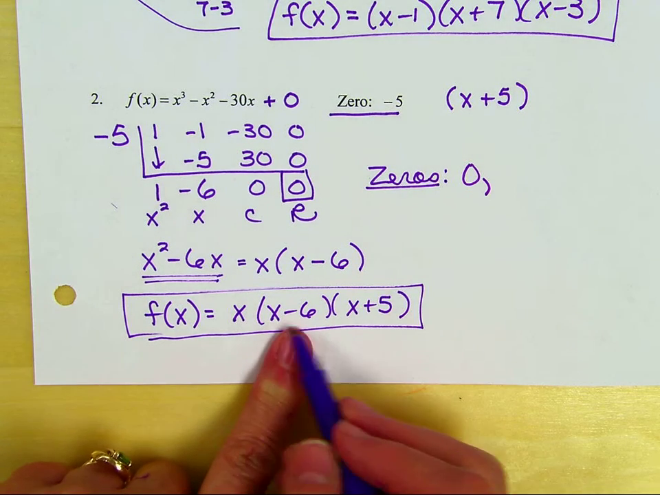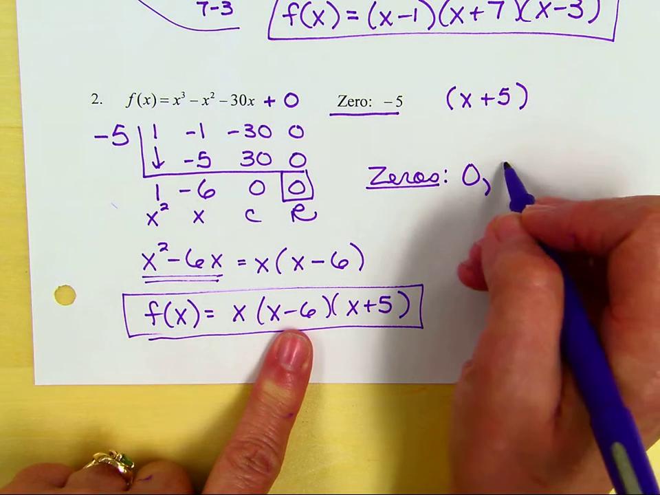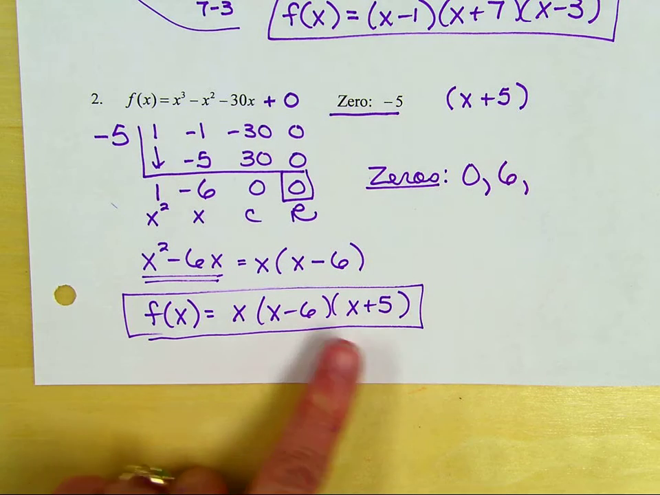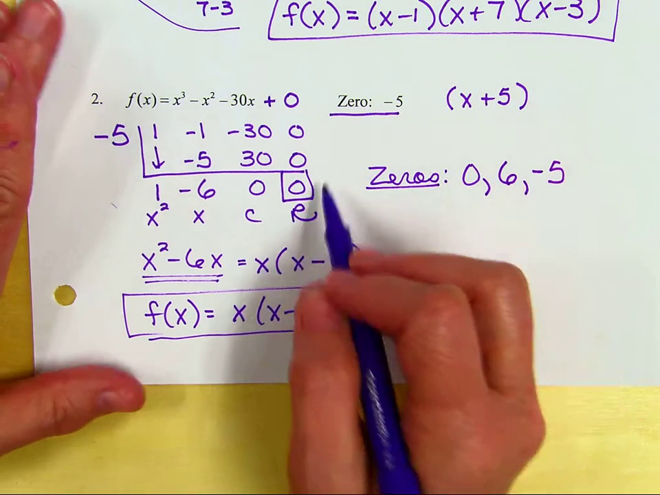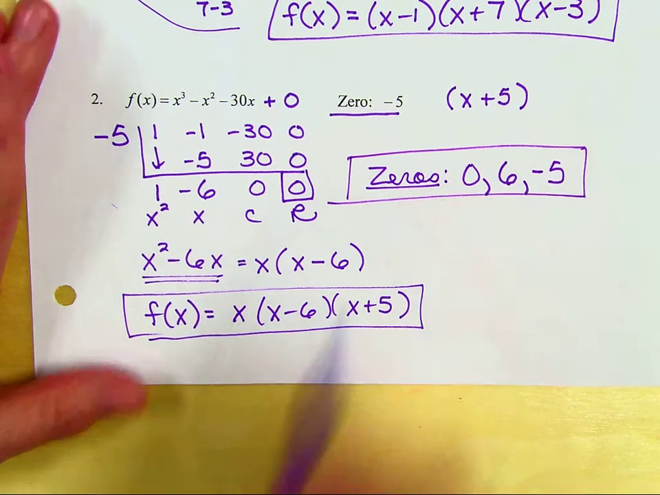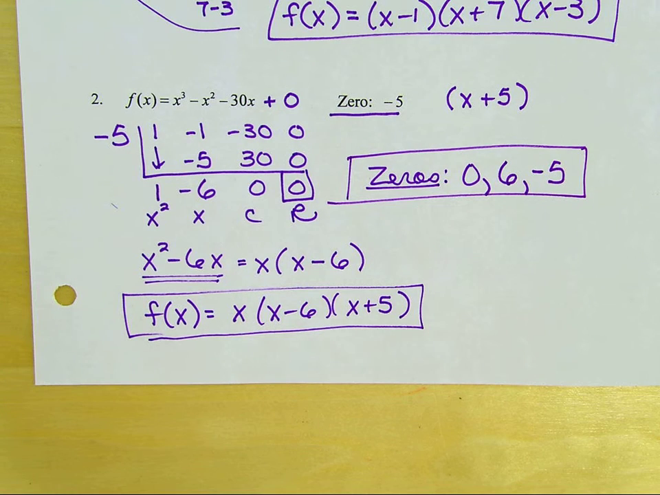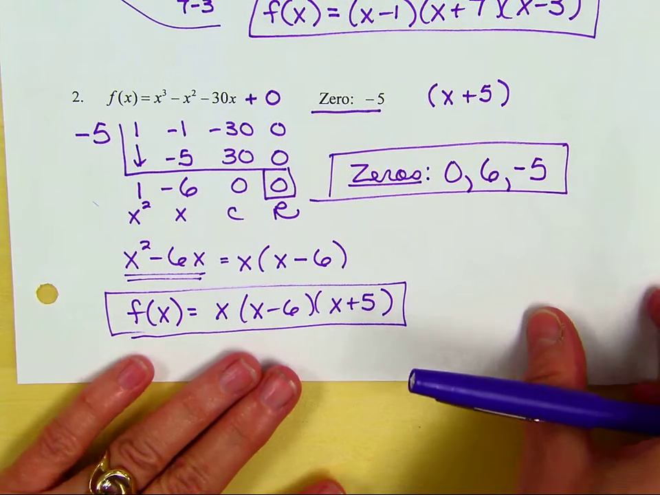What would make x minus 6 equals 0? If x was 6. X plus 5 equals 0. X is -5. Those are my 3 zeros. Remember, when we go to graph, those are going to be the spots where the graph hits the x-axis. All right, let's look at the back.